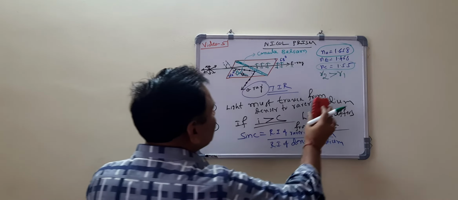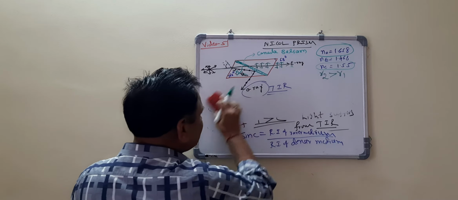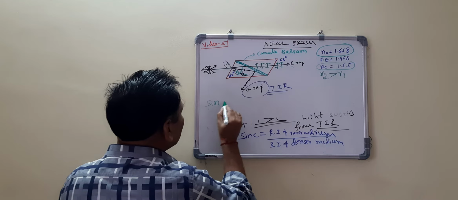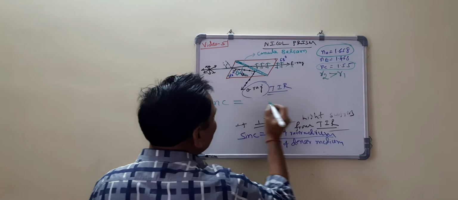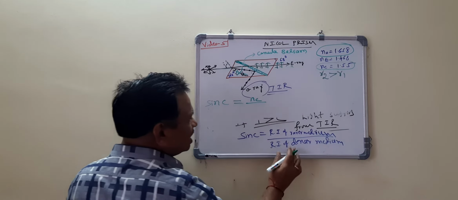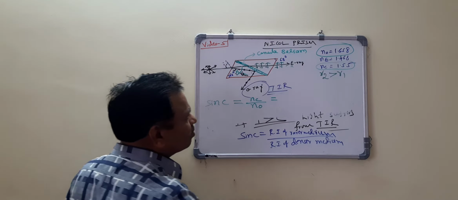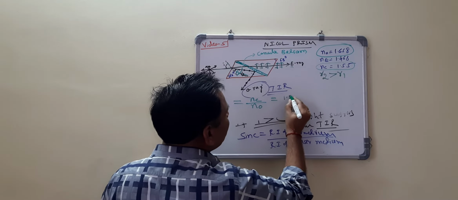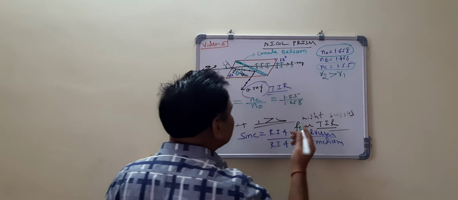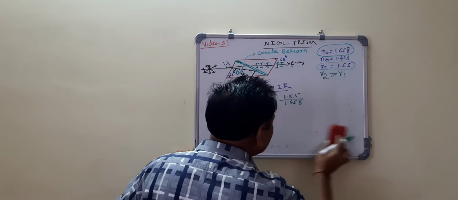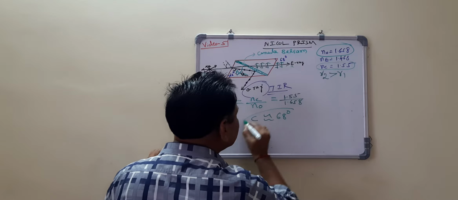Now I will calculate sin C. Sin C equals the refractive index of the rarer medium, N of C, divided by the refractive index of the denser medium, NO. Substituting this, it is 1.55 divided by 1.658. Then you calculate the value of C yourself. This C is nearly equal to 68 degrees.